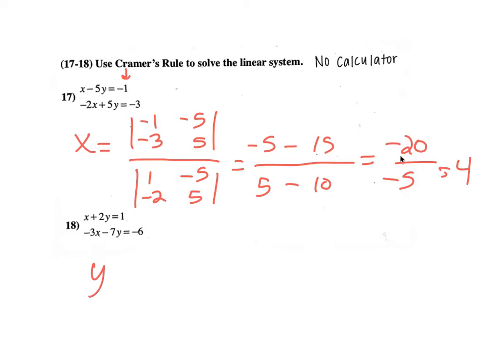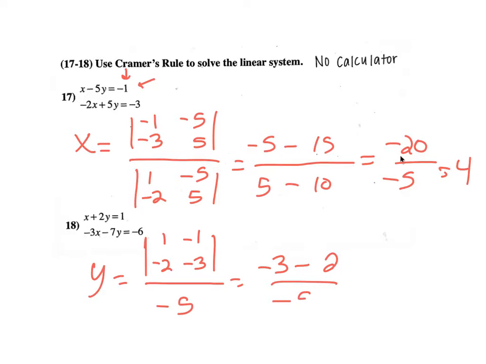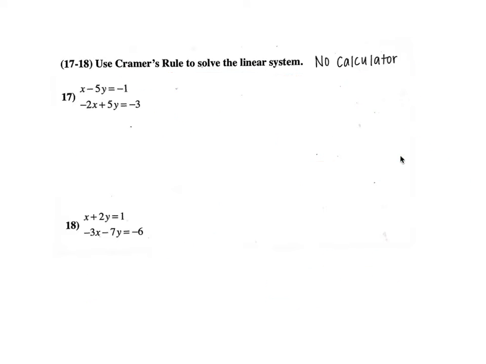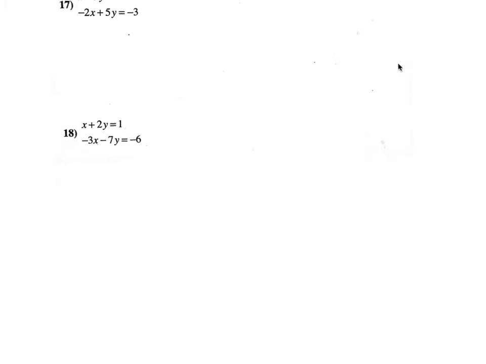Now to get your Y, a little bit less work because you've already done the bottom. The bottom's negative 5, so you can reuse that. The top, you're looking for Y, don't use the Y. Use those numbers in the Y's spot. So I'm going to do 1, negative 2. And I'm putting these two numbers where the Y's would go. Work that out and multiply your first diagonal, multiply your second diagonal. You always subtract. That's going to be negative 5 over negative 5, which is 1. So your answer to that one is 4, 1. And it's worth it to plug it in, just make sure it works. I'm going to erase that one. Go to the second one. All right, it's going to be the same type of problem. Cramer's rule again.